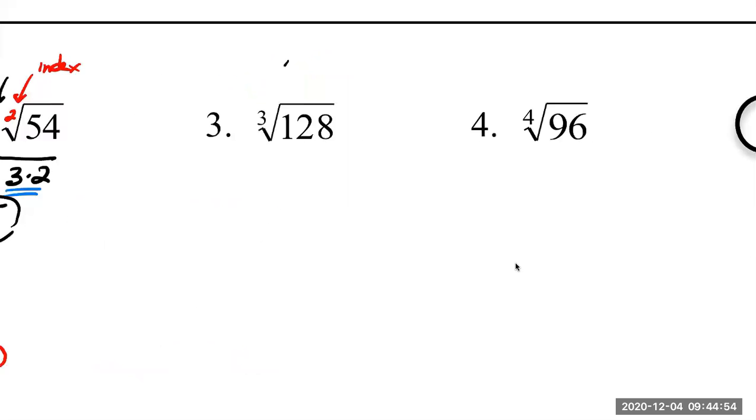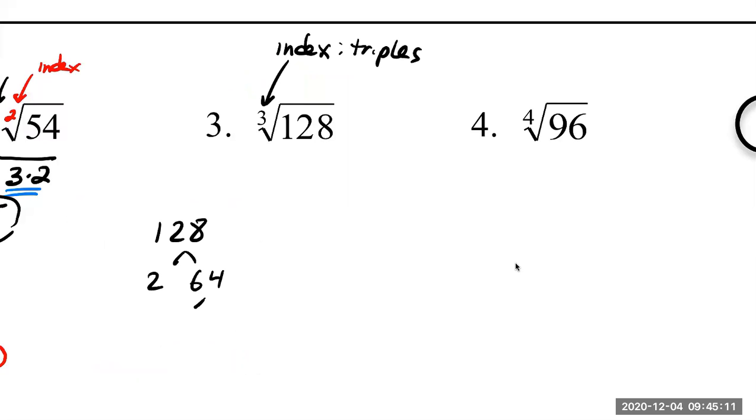For number 3, notice our index is 3. So instead of looking for pairs, we're looking for triplets or triples. So when we write our factor tree of 128, we're looking not for pairs, but we're looking for triplets. So let's keep going.